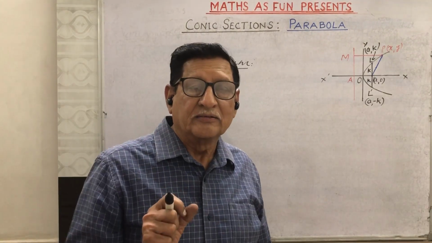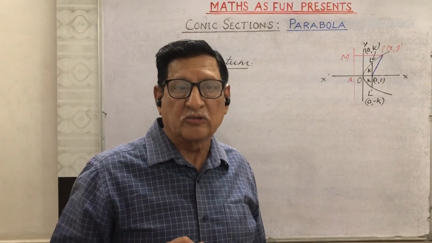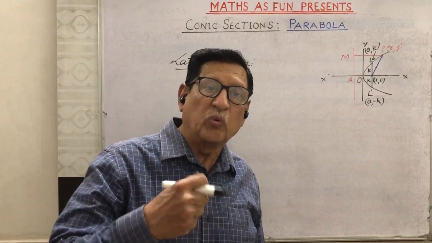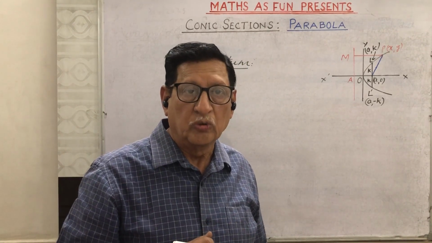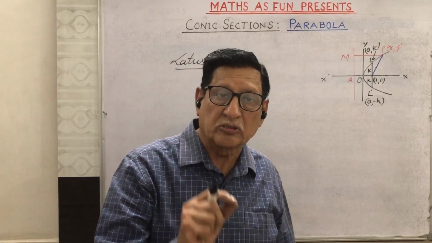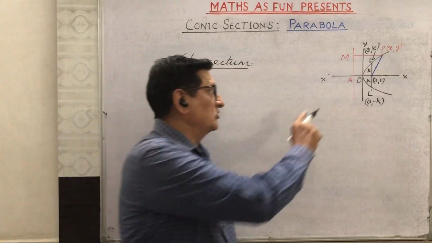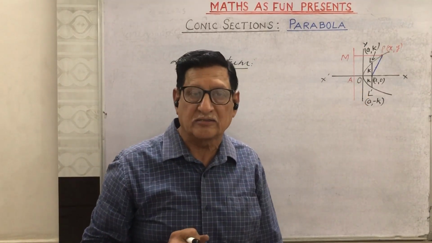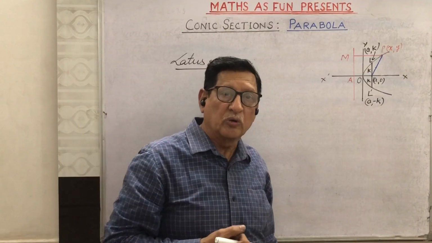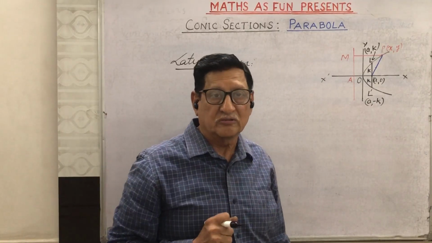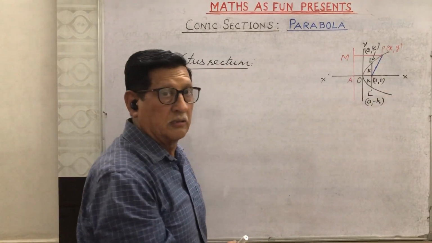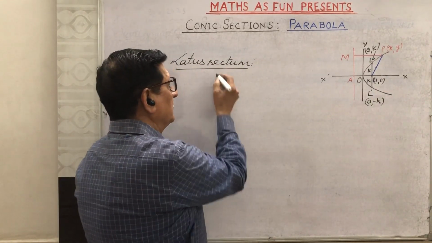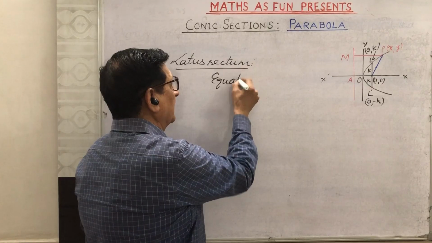To find the equation and the length of the latus rectum, we have to know what the latus rectum is. We have already learnt in the previous video that the latus rectum is the chord passing through the focus which is perpendicular to the axis. Or we say it is the double ordinate through the focus of the conic section.